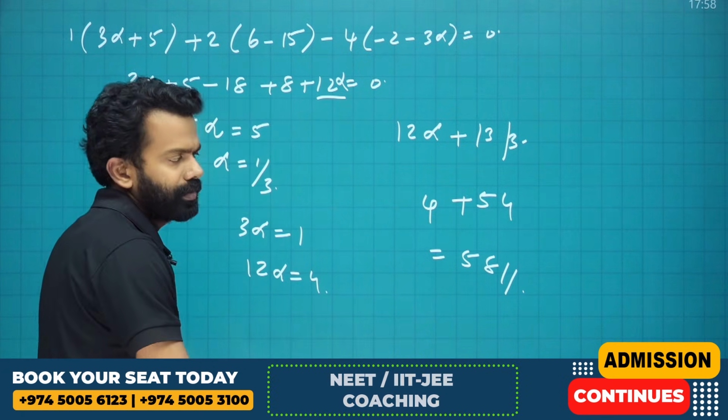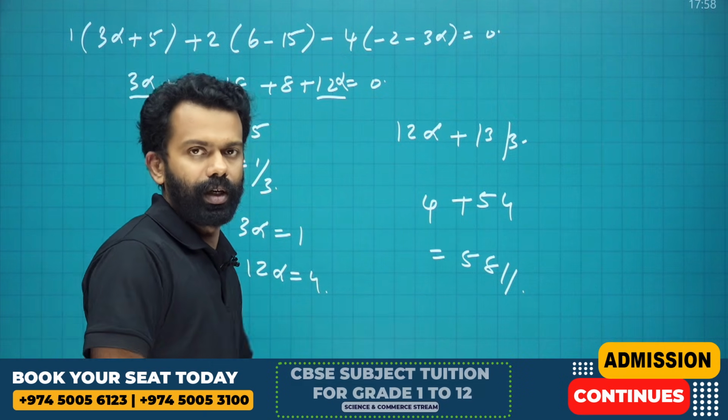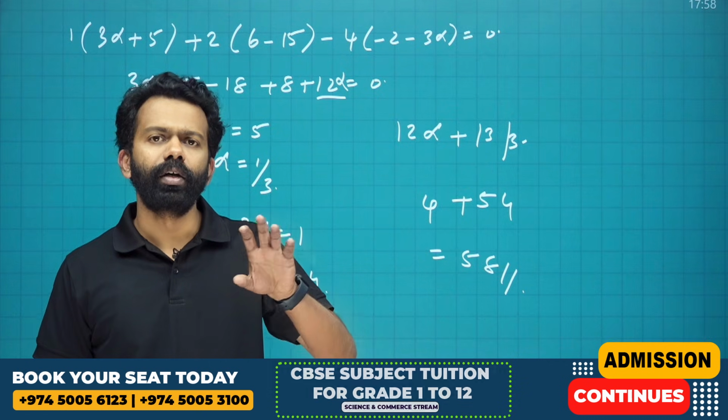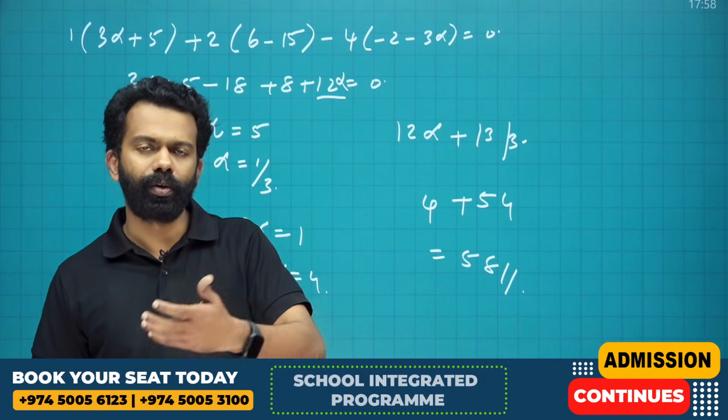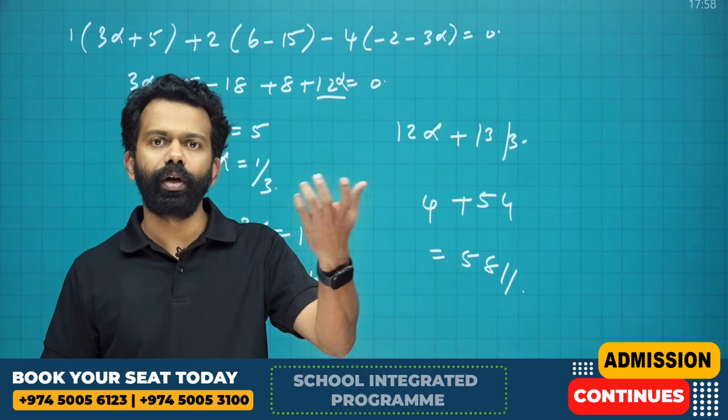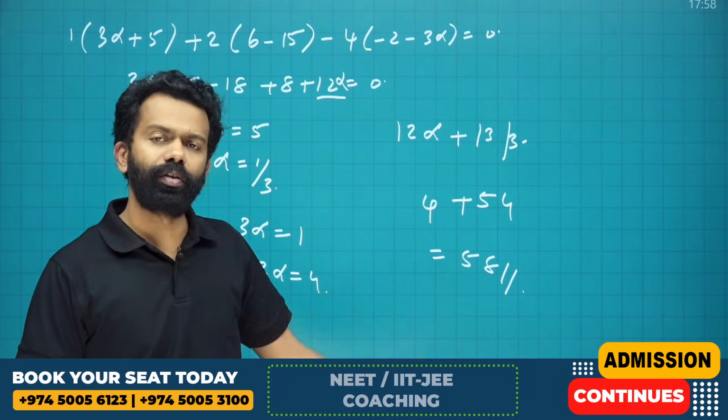Okay. Hope it's clear. In this way, the questions will be asked. They will already explain the nature of the equations, like whether it is trivial, non-trivial, infinite solutions, or no solution at all. And then they will ask you to find alpha and beta or any relation between alpha and beta like that.